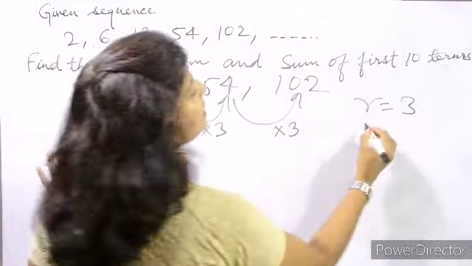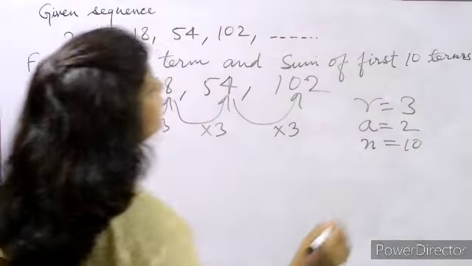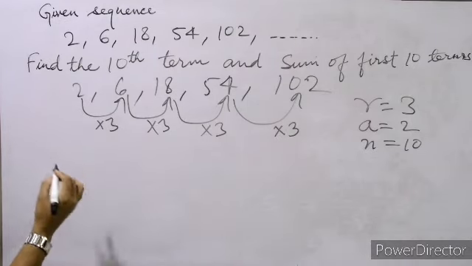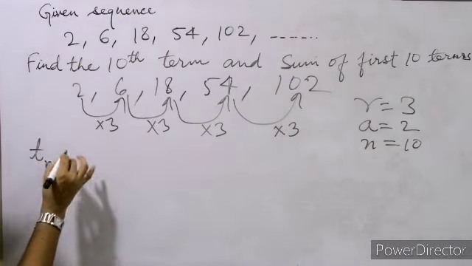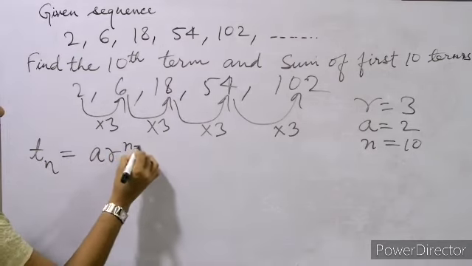Now the first term is a. a is 2 and n we have to find out is 10. So we have to find the 10th term, and we need the sum of the first 10 terms. So we have to find out Tn and Sn. So Tn will be a r to the power n minus 1.